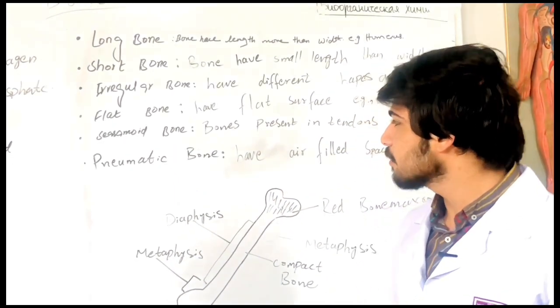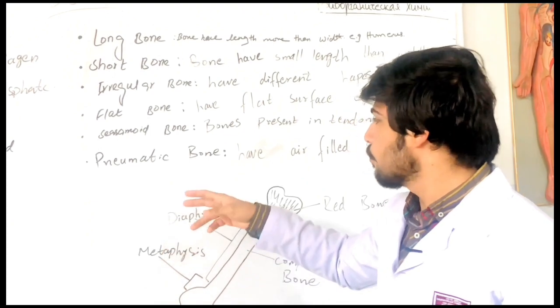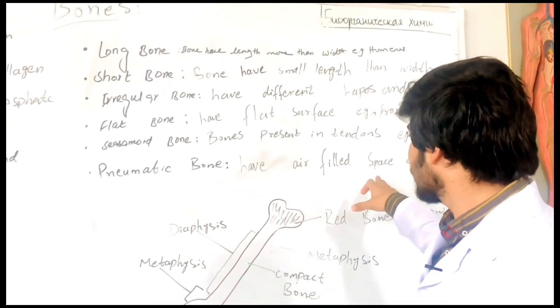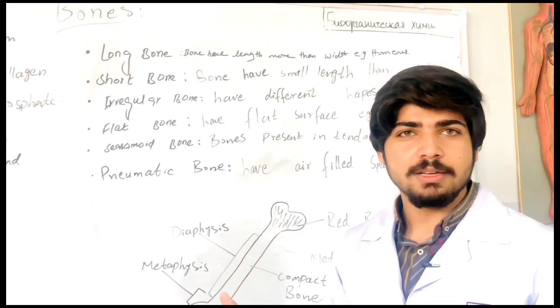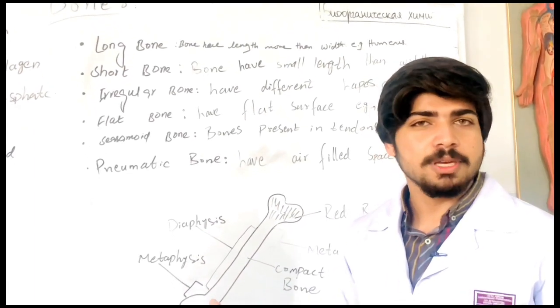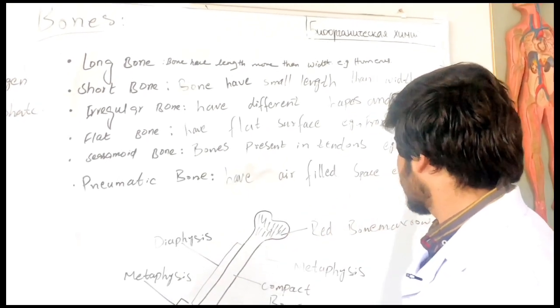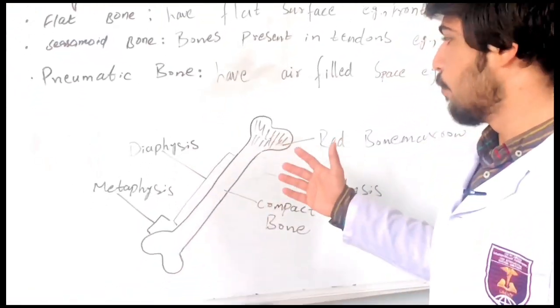Then the last type of bone is pneumatic bone. Pneumatic bone has air-filled spaces. For example, maxilla. Now we draw a diagram of bone.